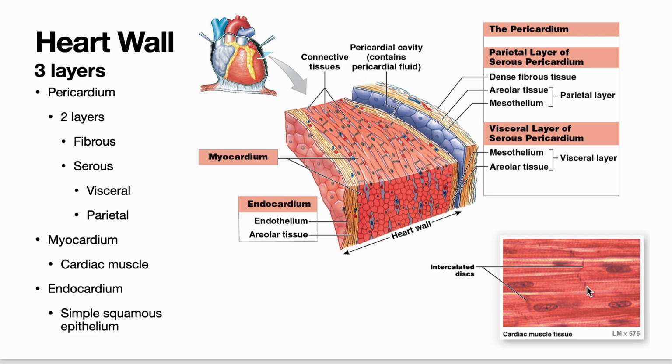Gap junctions, of course, are a way for chemical signals to move from one cardiac muscle cell to another. So a great form of communication.